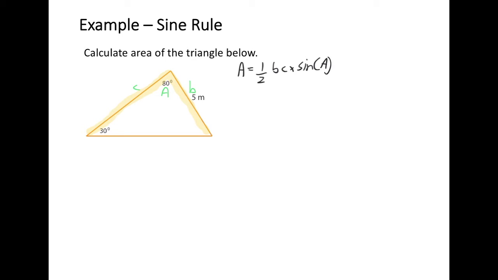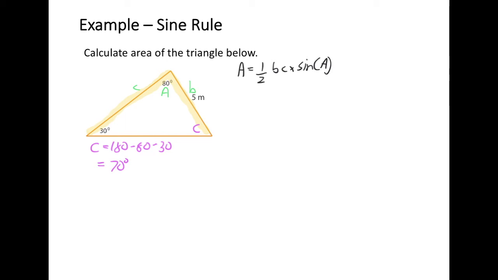So we can use the sine rule to help us complete that calculation. To use the sine rule, we need to know what the angle is opposite our unknown side, and that is angle C. Now I can work out angle C because I know that all the angles in the triangle add up to 180 degrees. So my angle C is going to equal 180 minus 80 minus 30, which is equal to 70 degrees. Now that I know that, I can use the sine rule to find my missing side C.